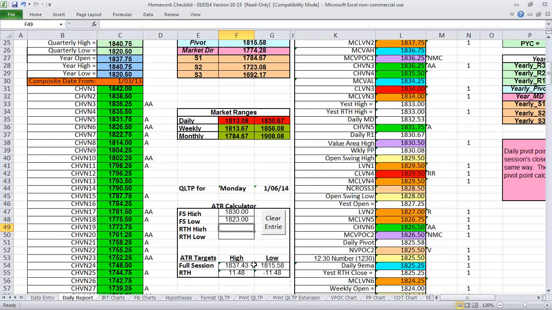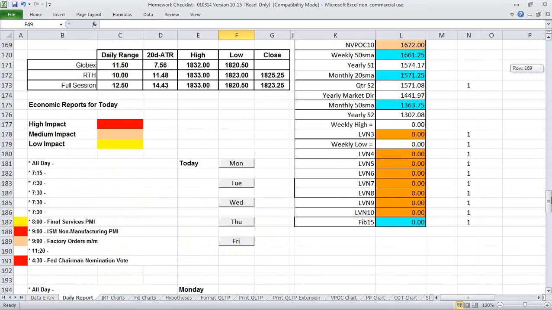1836.25 CHVN and microcomposite VPOC, that we'll take a look at in a minute. And then the ATR full session target is 1815.50. We'll see where that fits within the composite as well. Taking a look at news this morning, we have ISM non-manufacturing PMI at 9 o'clock, factory orders, and then we've got the nomination vote for the Fed chairman, which is likely to pretty much be a done deal for Yellen.